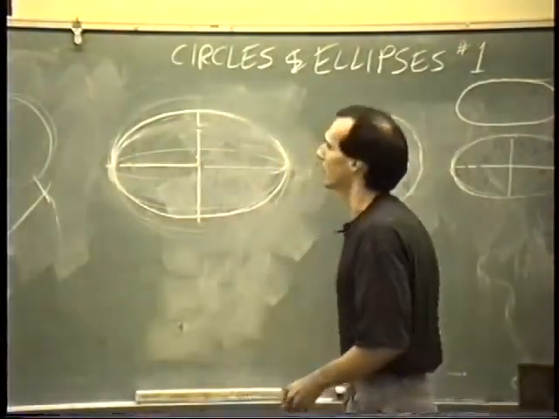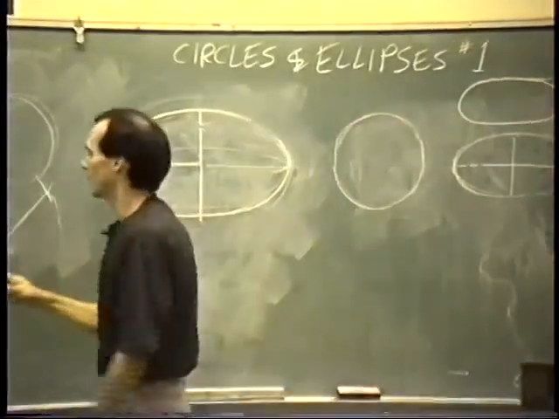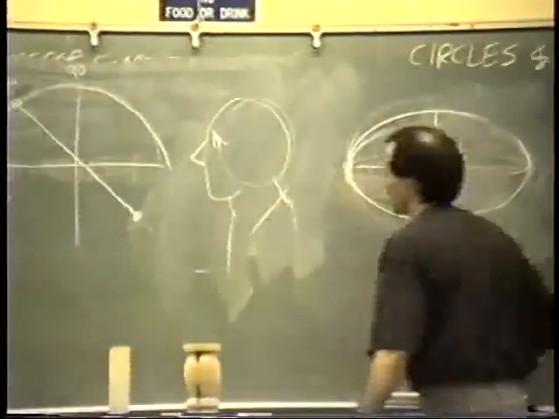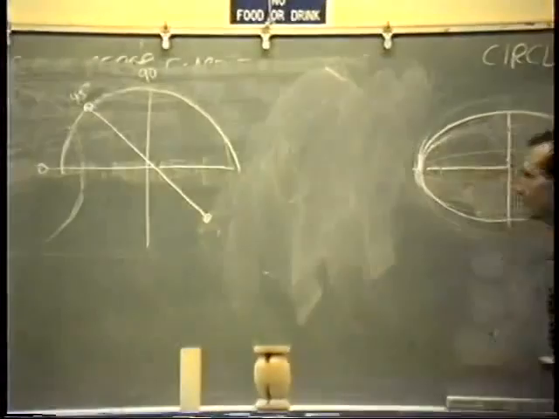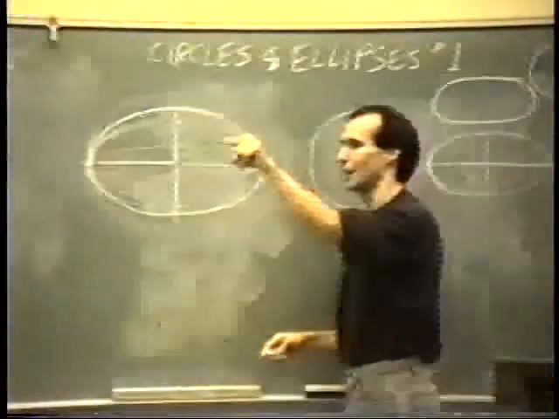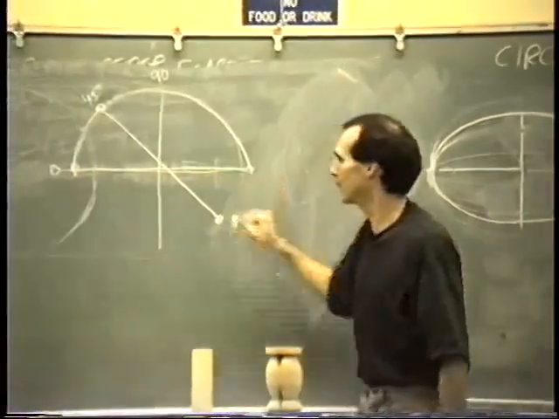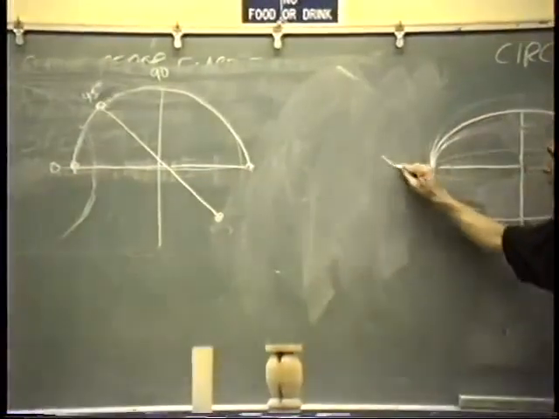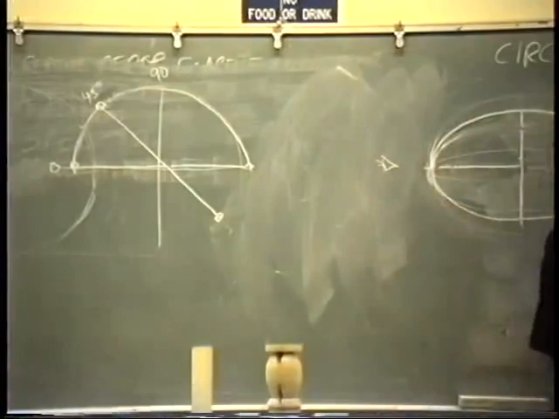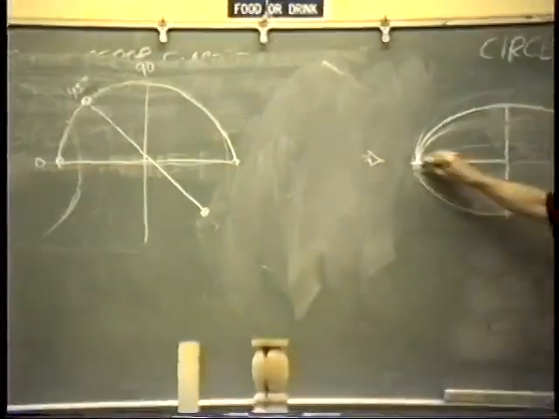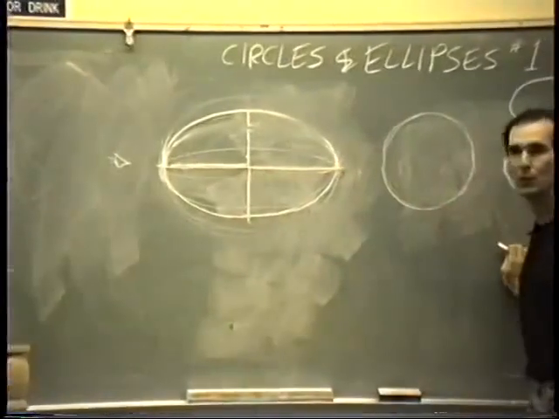There will come a point, will there not? I should have this up at his eye level, or else I should put him across the room. Just imagine me looking that way. There comes a point where you've got that phonograph record in that position, and what's this character going to see if his eye's right there? He's going to see a straight line. So a straight line is a what degree ellipse?